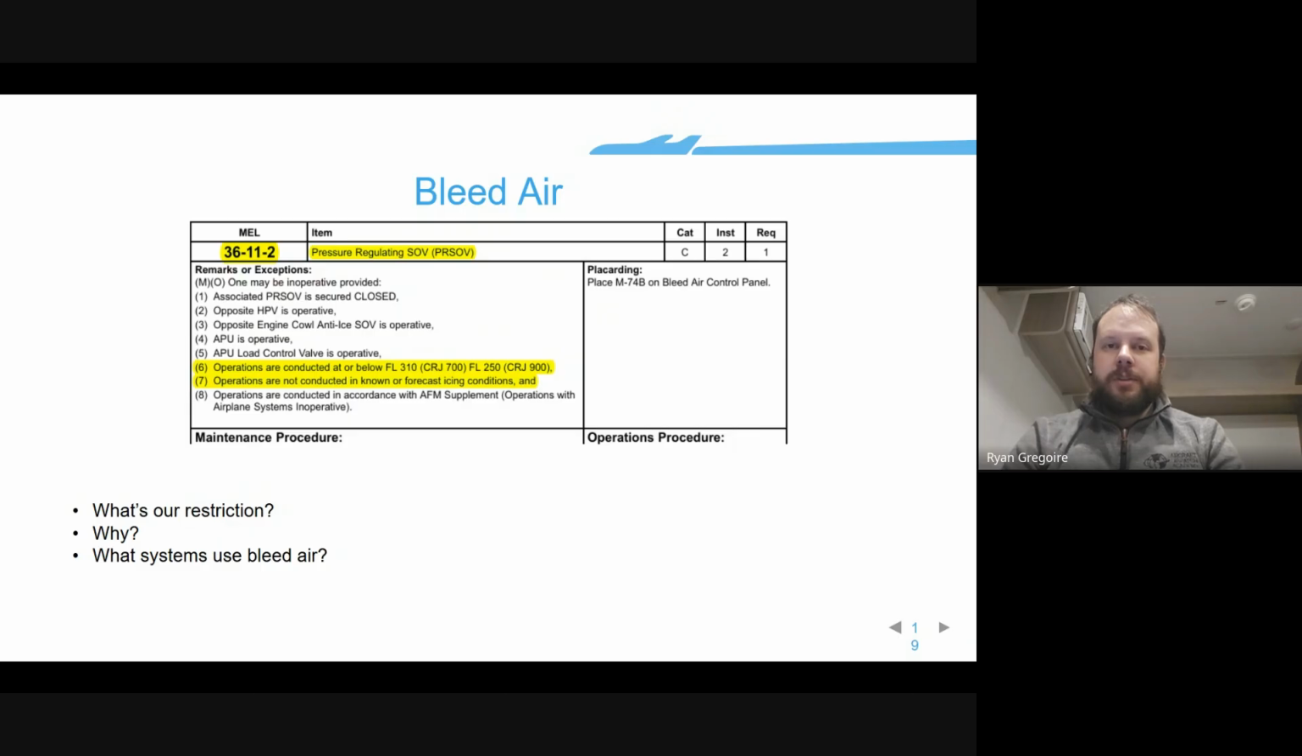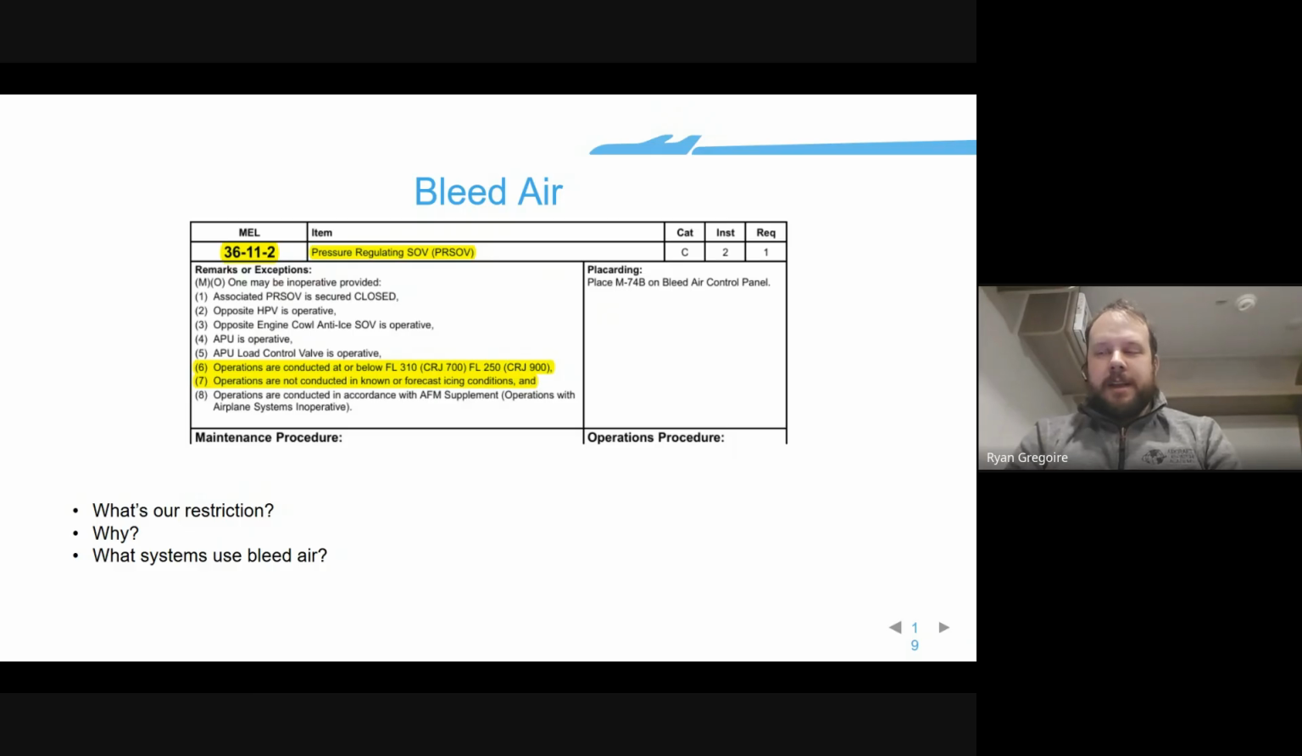What system is used to provide anti-ice protection to the leading edge of the wings and the engine cowls? Yeah, Trevor put in chat, bleed air. We use bleed air for anti-ice protection on the leading edge of the wings and the engine cowls.